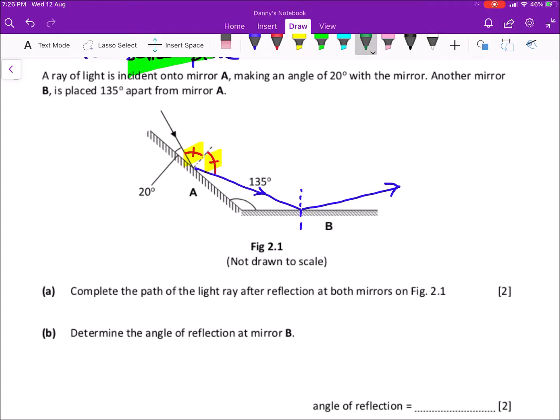So similarly for here, you should be showing me that these 2 angles are the same. It will be the best. Of course, you should also include arrows to show how the ray is moving, from which direction to which direction.